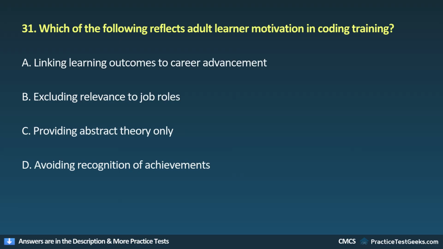31. Which of the following reflects adult learner motivation in coding training? A. Linking learning outcomes to career advancement. B. Excluding relevance to job roles. C. Providing abstract theory only. D. Avoiding recognition of achievements.